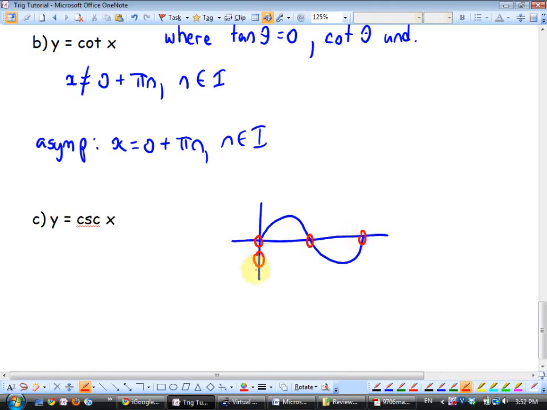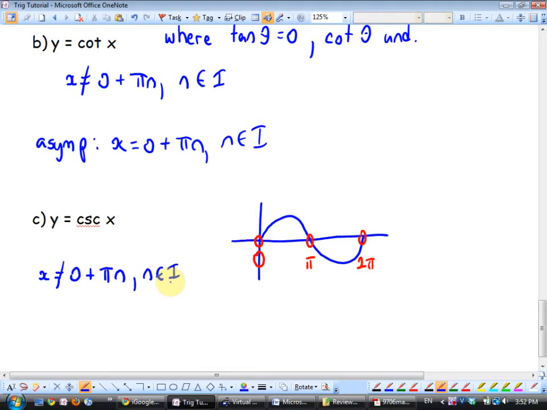0. What's this value right here? Pi. What's this value right here? Can you spot the pattern? When would the next one be? 3 pi? Then 4 pi? In fact, I think the domain is all x's except multiples of pi, starting at 0, where n is an integer.